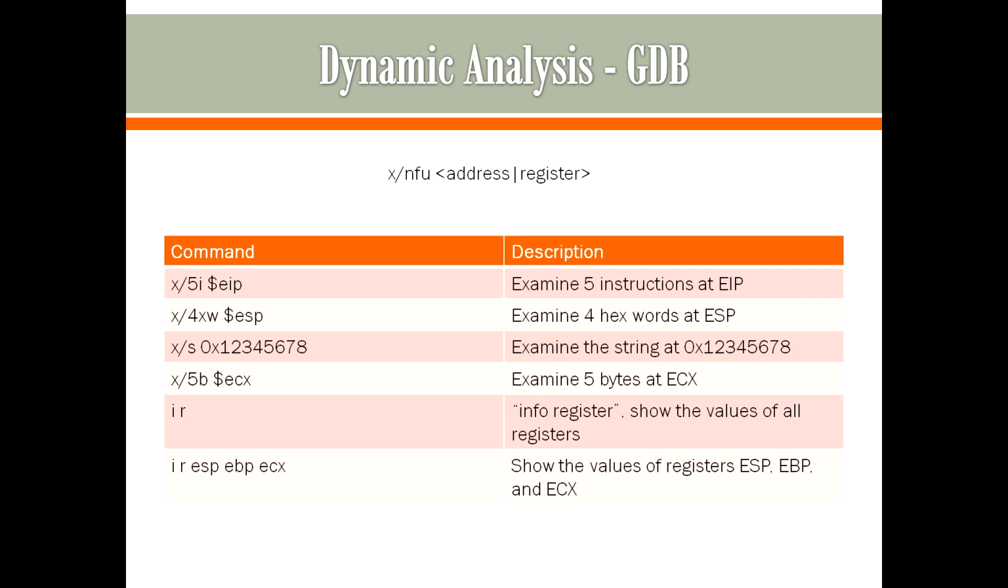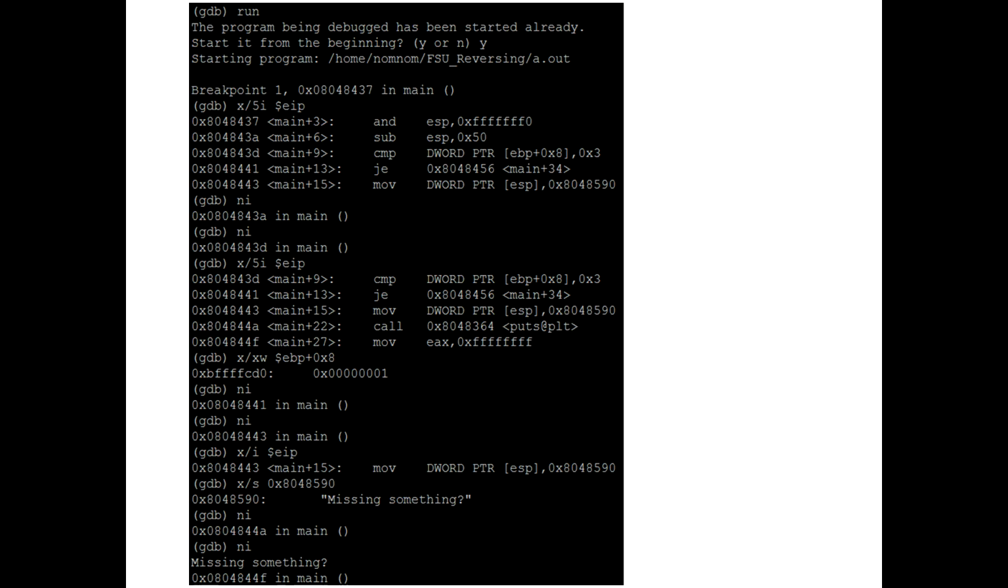Here are examples of this command. The first will examine 5 instructions at EIP. The second shows how to examine 4 hex words at ESP, so in this case you're examining the stack. The third demonstrates how to examine a string at an arbitrary address, and here's how to examine 5 bytes of the ECX register. To get more information on your registers, use info registers, or info registers followed by a list of registers.